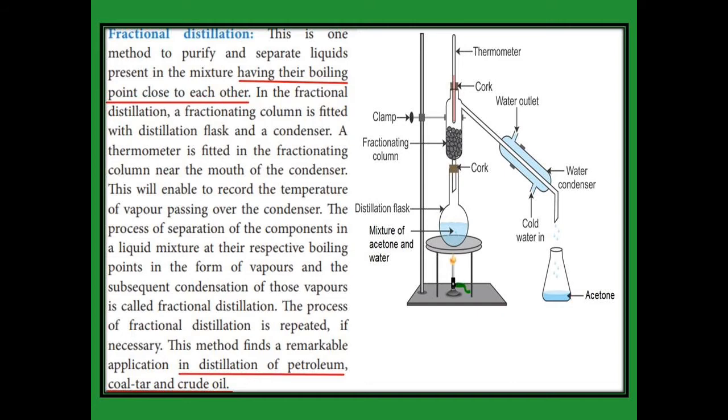The main difference between simple distillation and fractional distillation: simple distillation contains 3 parts, distillation flask, condenser, and reservoir. But fractional distillation contains 4 parts: distillation flask, fractionating column, condenser and reservoir. So, 4 parts.